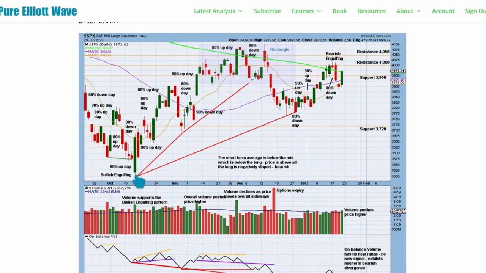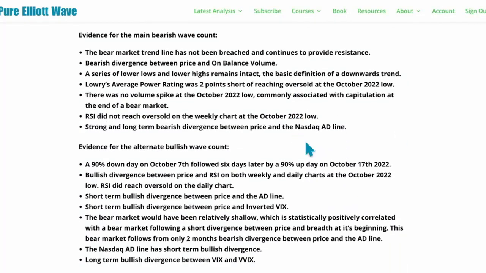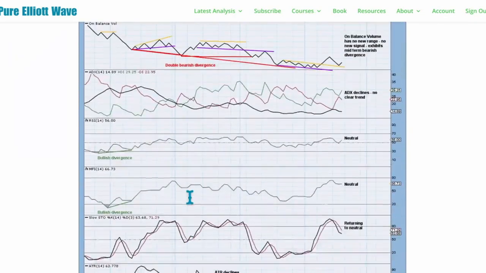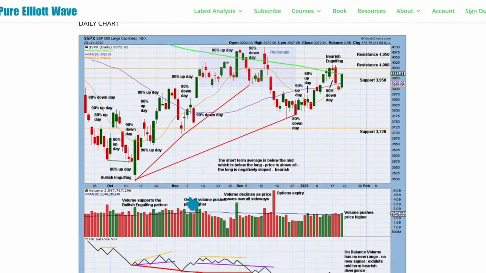The biggest problem though is the average power rating didn't reach oversold, and there is no volume spike at this low, which is normally associated with full capitulation at the end of a bear market. So normal bear market ending conditions aren't looking great down here, but there is these two 90% down and up days. These do support a bullish case. Lack of volume spike supports a bearish case, and I've outlined all the support for each quite carefully there, so I won't just read through that. That's really boring for you. I'll let you guys read it yourselves for those bullet points for bullish and bearish case.